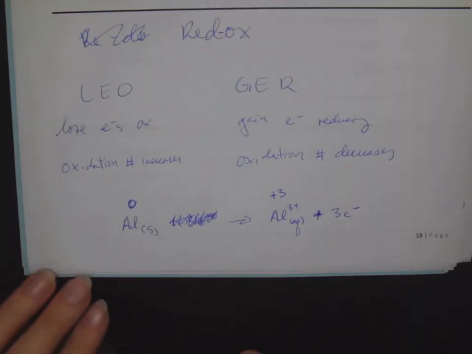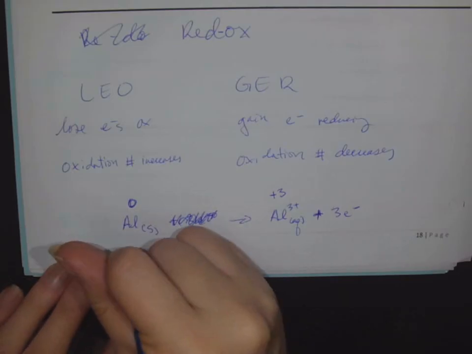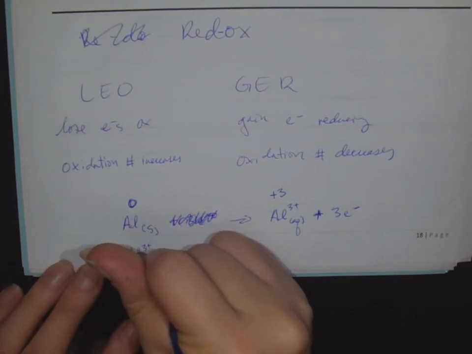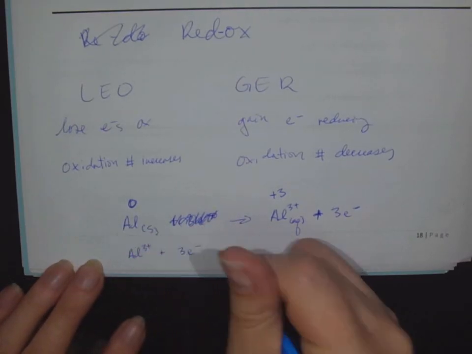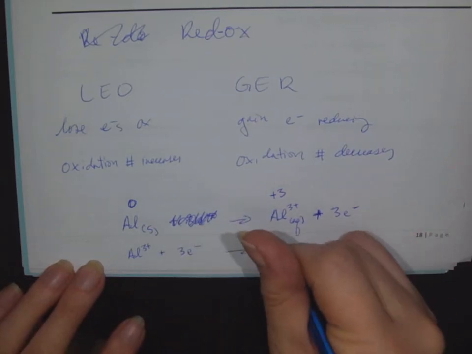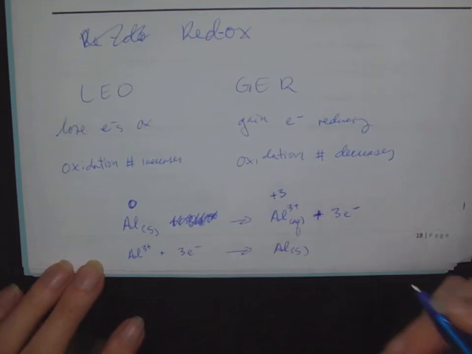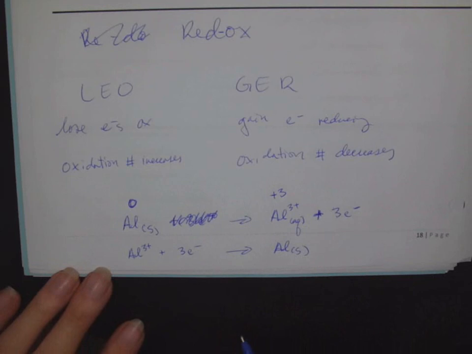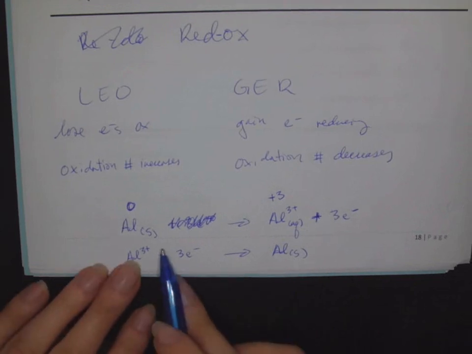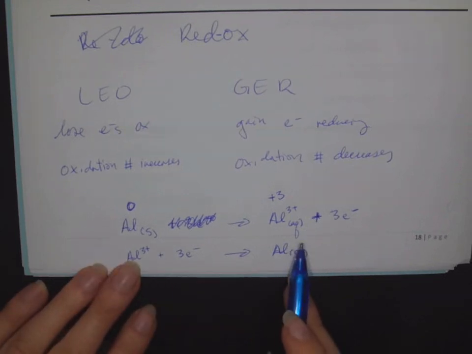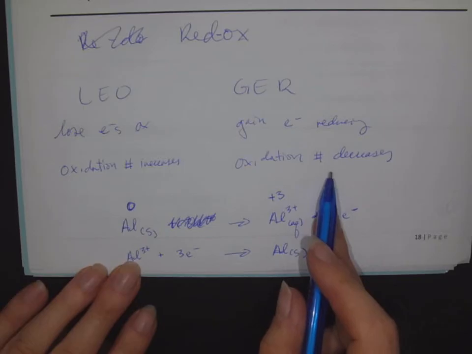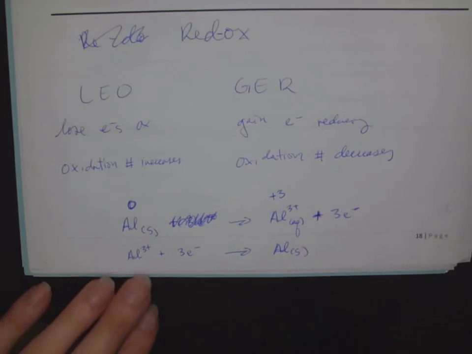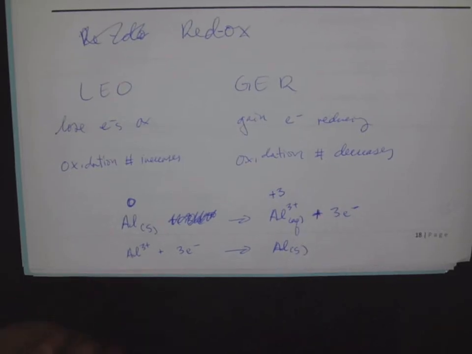What if we flip that around though? What if we take aluminum 3+, that ion, and we add 3 electrons to it? Then it would turn into aluminum solid. And so now we're going from +3 to 0. So we reduced. This would be a reduction half reaction because it's gaining those electrons.